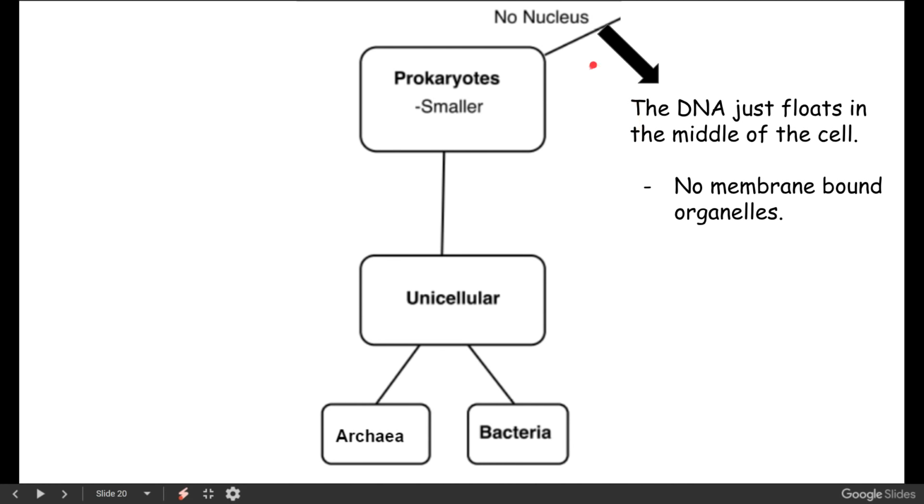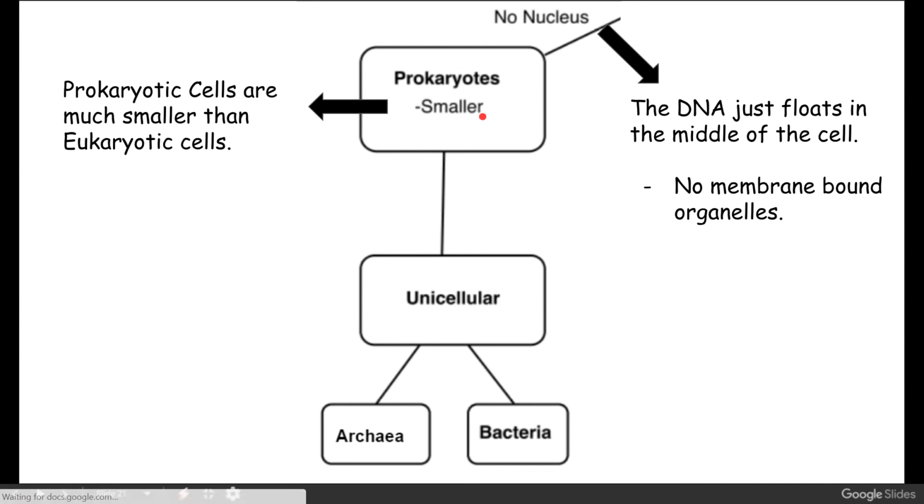The next part, if we continue to move down this flow chart, is that prokaryotes are smaller. Prokaryotes are much smaller than eukaryote cells. So they are the smaller of the two.